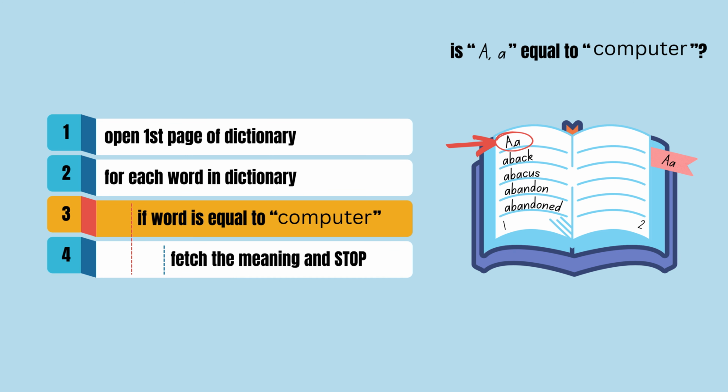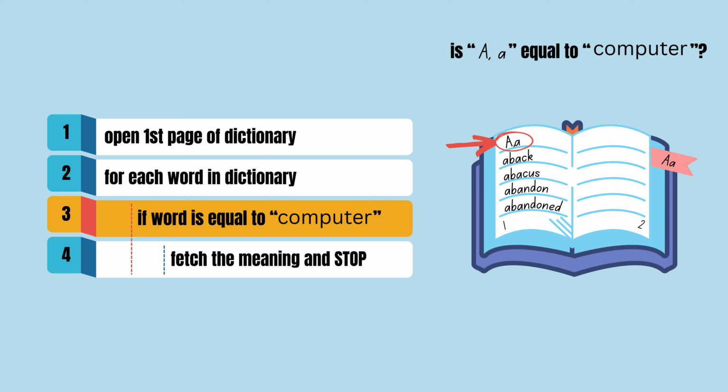The third line of the algorithm is indented compared with the second line, which is shown by dashed lines. It means that this instruction is a part of the for instruction and will be repeated for each word in the dictionary. It also starts with the keyword if, which represents a conditional statement, meaning that the next instruction will be executed if and only if the word is equal to computer.